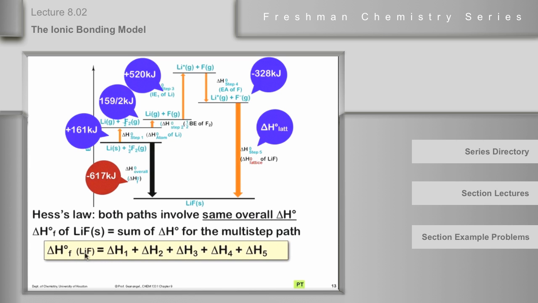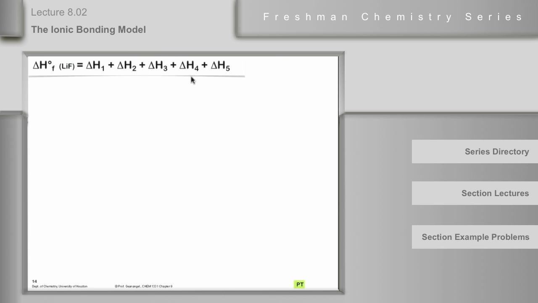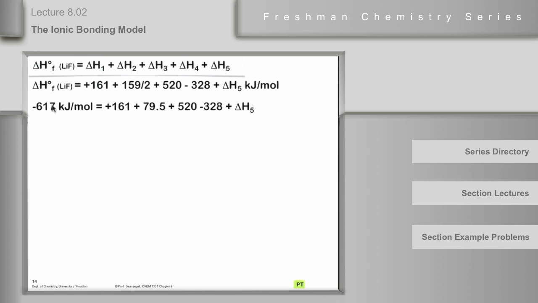So I'm going to plug in the values for everything except delta H5. Here, I've just reproduced the thing. I'm putting in 161 for delta H1, 159 over 2 for delta H2, and so forth. You saw that. And then I'm going to plug in the value for the lattice energy. Then I have one equation, one unknown. I'm home free. I'm going to solve for delta H. Here it is, negative 1,050 kilojoules per mole. And be careful with signs because lattice energies must always be negative.